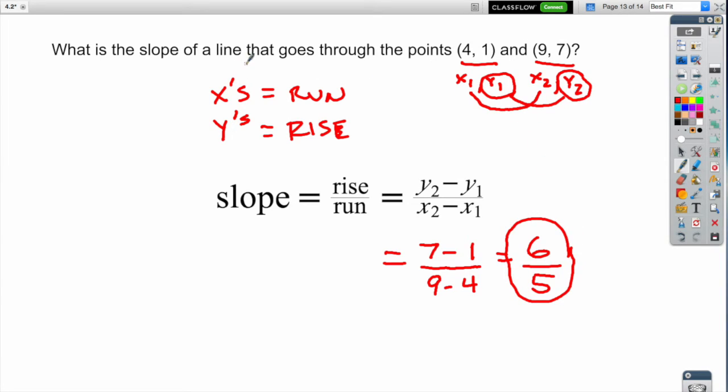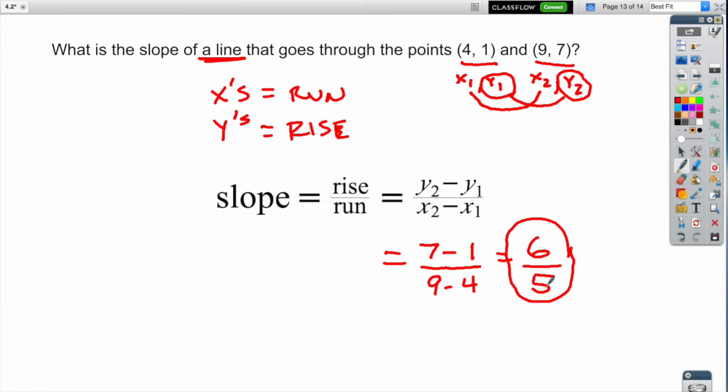And so that gives us our slope. This line, this imaginary line that we haven't even bothered to graph yet, has a slope of up 6 over 5. So it goes kind of that direction. All right, and I didn't have to graph anything to do it. I didn't have to count squares. I just subtracted x coordinates and y coordinates and came up with the slope.